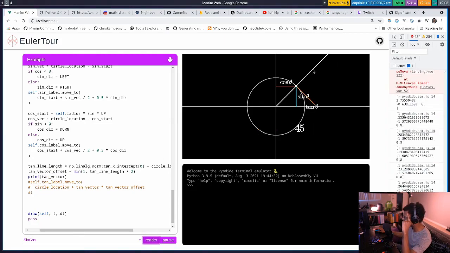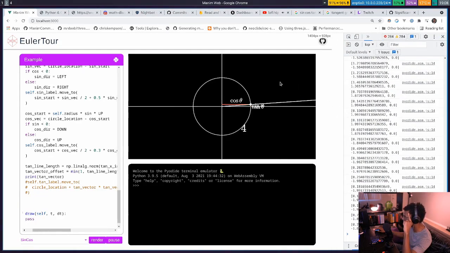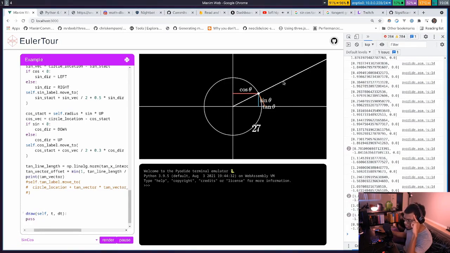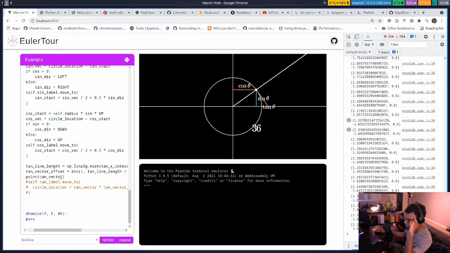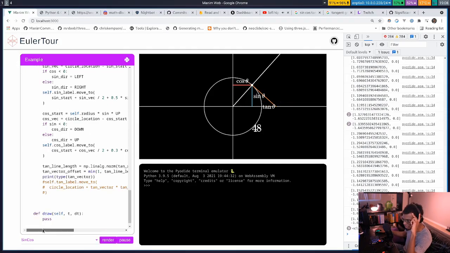So I print that. Is it a list instead of a numpy array? No way. We wouldn't have library functions that return lists instead of numpy arrays for vectors, but we do. Okay. Good job, Manim.